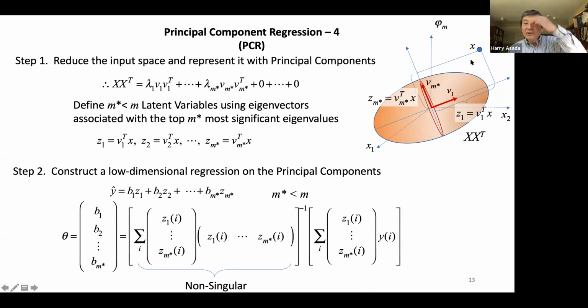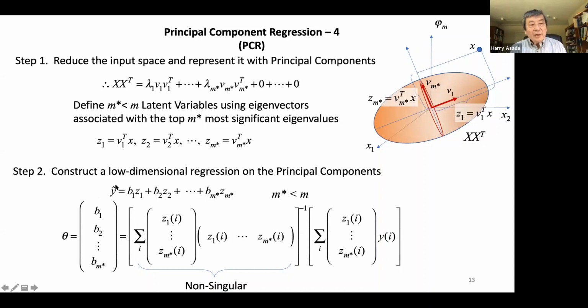So if you have data points x, this should be represented, in this particular 3-dimensional case, with just 2 variables, this component and this component, right? If m star is 2, then it is a 2-dimensional space, not 3-dimensional. So the x value can be represented with 2 coordinates. One is to take the inner product between this vector v1 and x, or projected onto this line, and this length is the new coordinate, or new variable called the latent variable, z1 equals v1 transpose x. And then projecting onto this vm star, we get the new variable zm star equals vm star transpose x, right? So you have a set of new variables, z1 to zm star, which is lower than the original dimension.